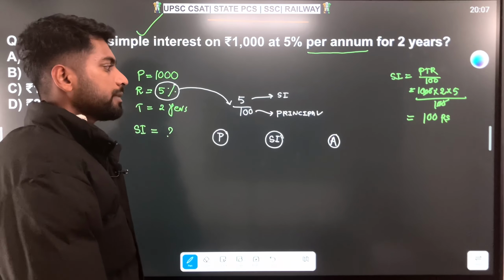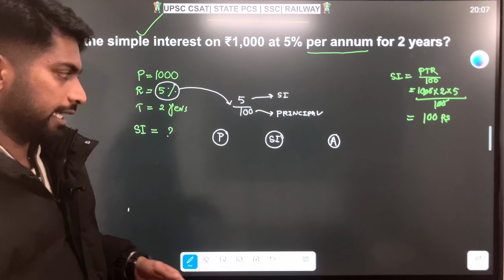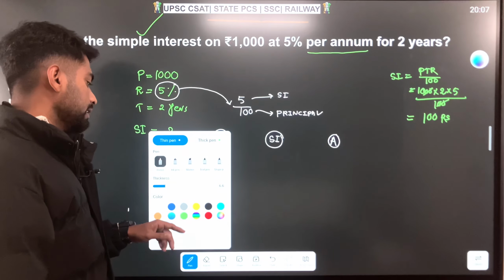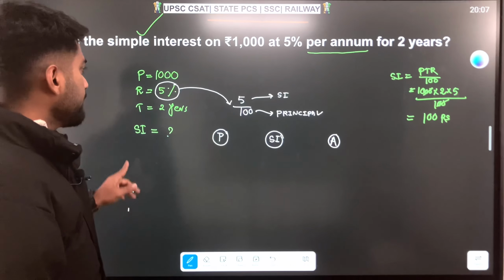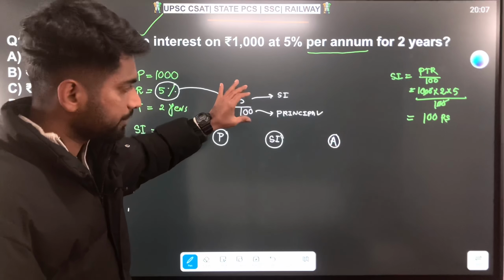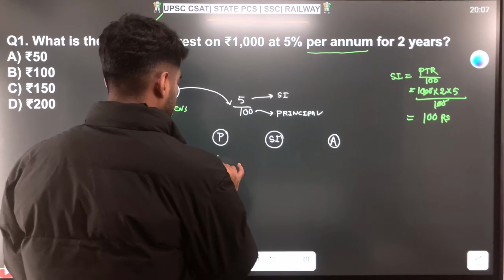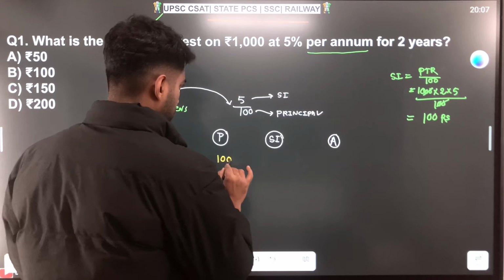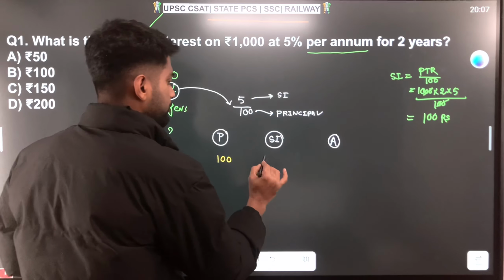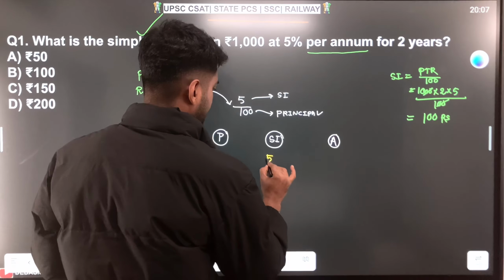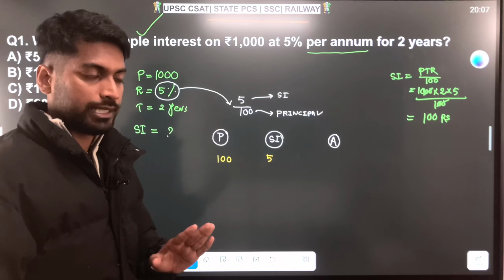Okay, P means principal, SI means simple interest, and A means amount. Now dekho, forget everything here. Take this one. Principal is your 100. Write 100 here. Okay, SI is your 5, but that is for 1 year.